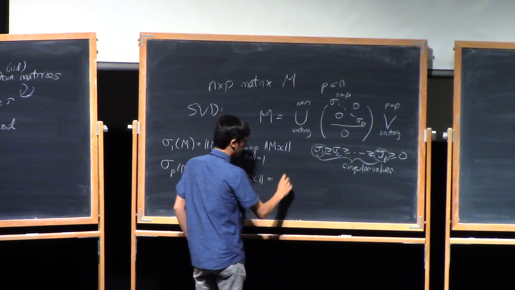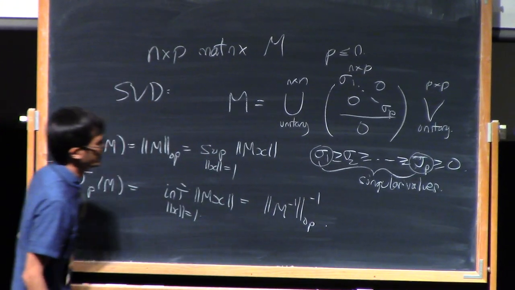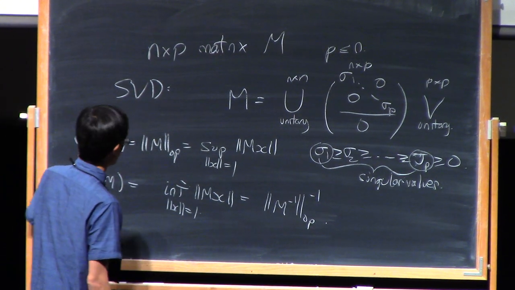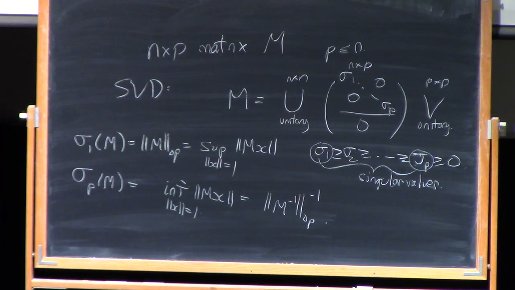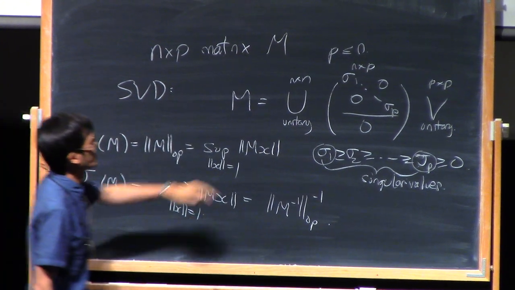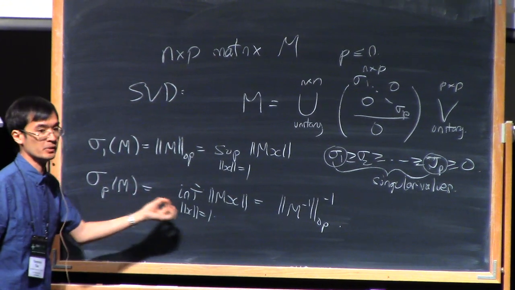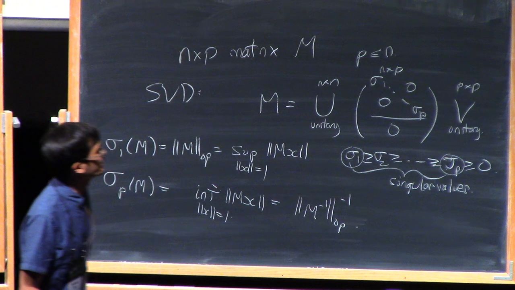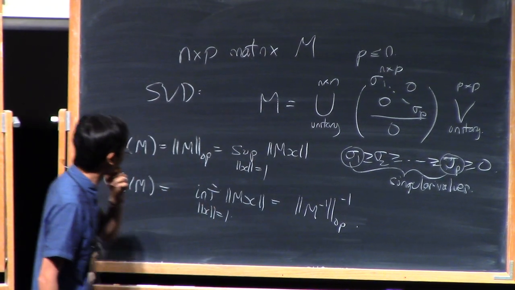You can also think of it as the norm of the inverse, if the matrix is invertible. If the matrix is square and invertible, you can think of the least singular value as measuring the norm of the inverse. So the least singular value measures how invertible your matrix is. If you have a square matrix, your matrix is invertible if and only if your least singular value is non-zero. It's always non-negative, and it's zero exactly when your matrix fails to have full rank, or in the case of square matrices, when it is not invertible.